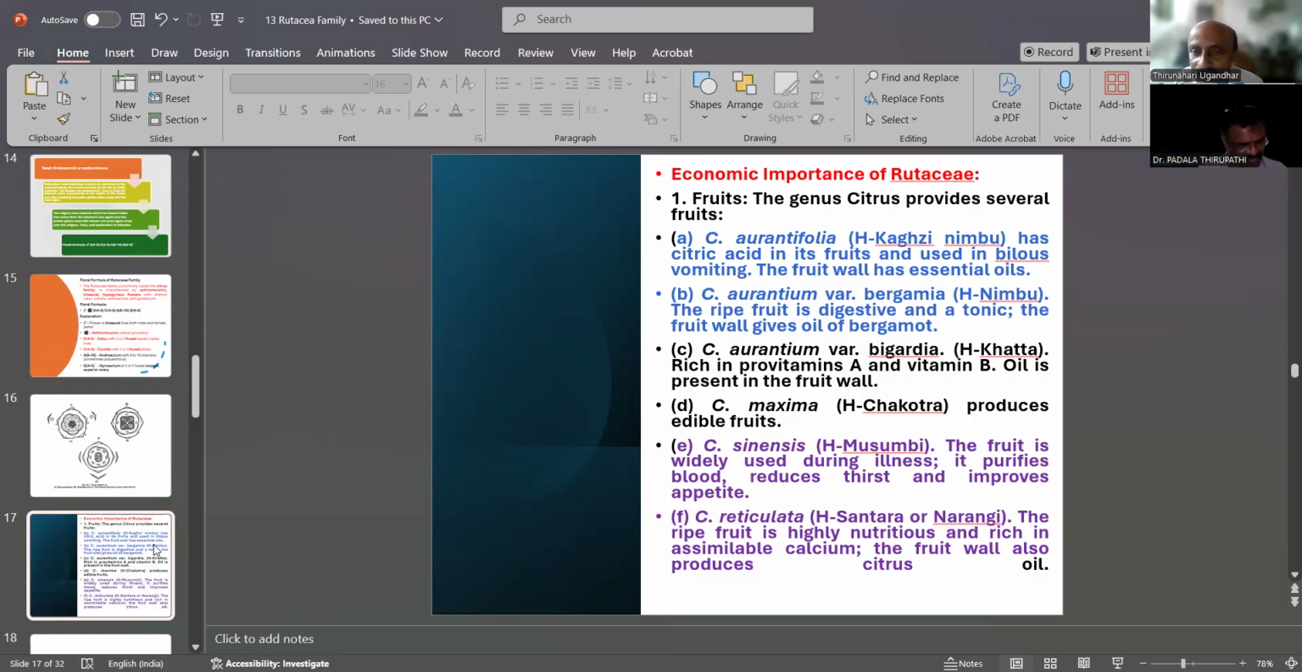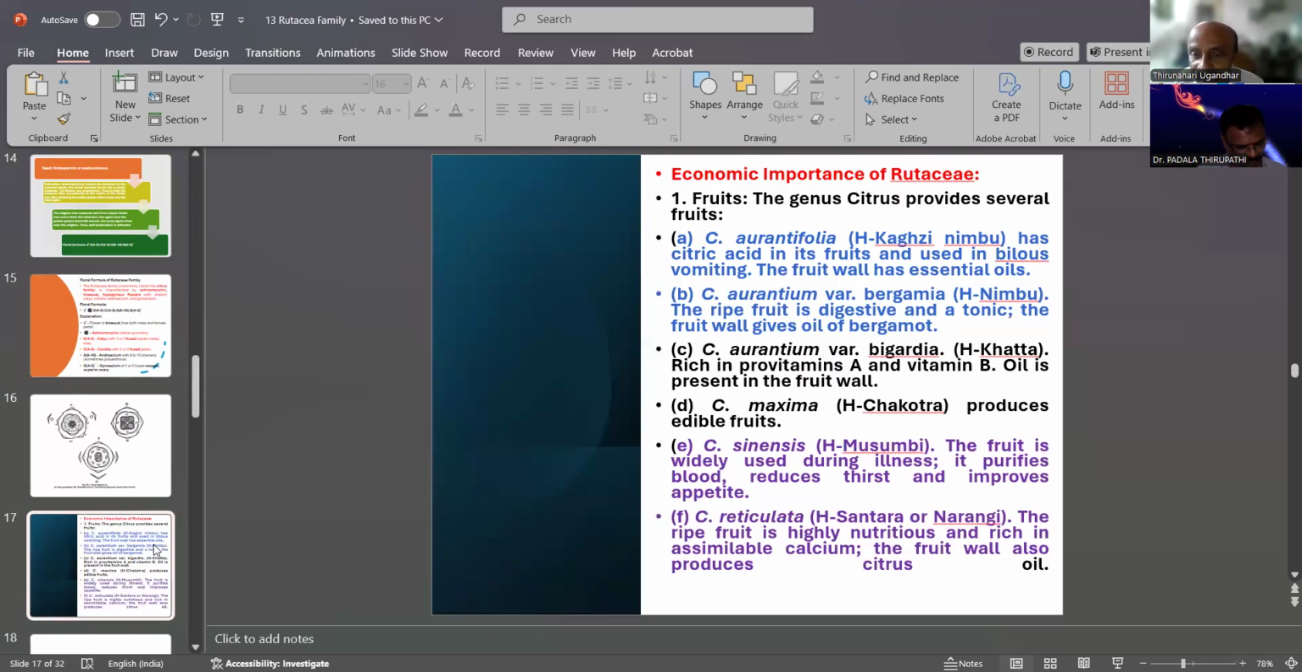The ripe fruit is a digestive and also a tonic. The fruit gives oil of bergamot. Citrus aurantium, vernacular name bigardia. Citrus maxima produces edible fruits. Citrus sinensis, also called mosambi, has a fruit widely used during illness. It purifies the blood, reduces thirst, and also improves the appetite.